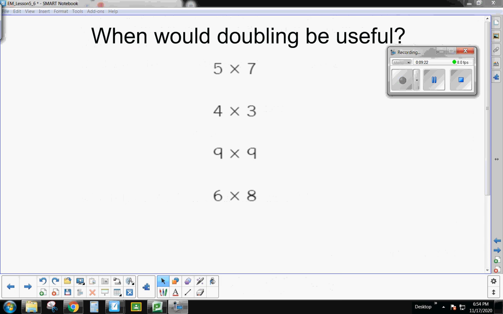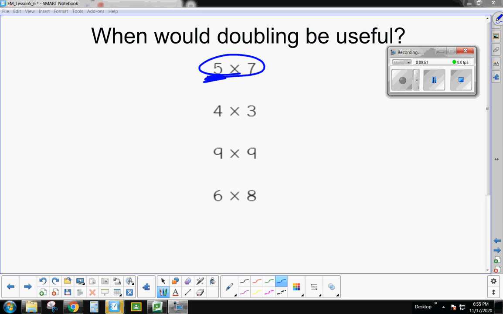All right, let's look at these problems, boys and girls. It says, when would doubling be useful? So let's look at the problem 5 times 7. Would you use doubling to do 5 times 7? I wouldn't, for 2 reasons. Number 1, it's times 5. Do we need to use the doubling strategy for times 5? Isn't times 5 one of our easy helper facts, right? We could just count by 5s.